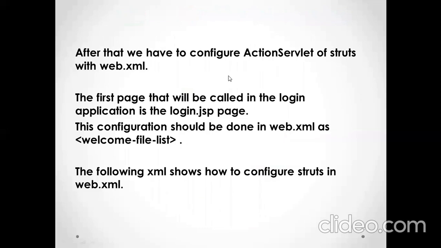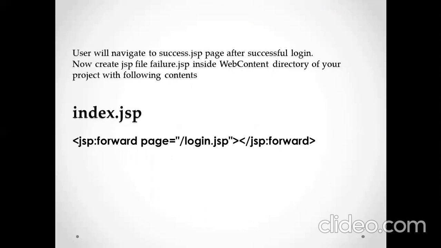After that, we have to configure the action servlet of Struts in web.xml. The first page that will be called in the login application is the login.jsp page. This configuration should be done in web.xml. It will forward to the initial default page login.jsp. User will navigate to the success.jsp page after successful login. And failure.jsp will be inside the WebContent directory of your project with the following contents. So if your validation fails, then it will again redirect to login.jsp.